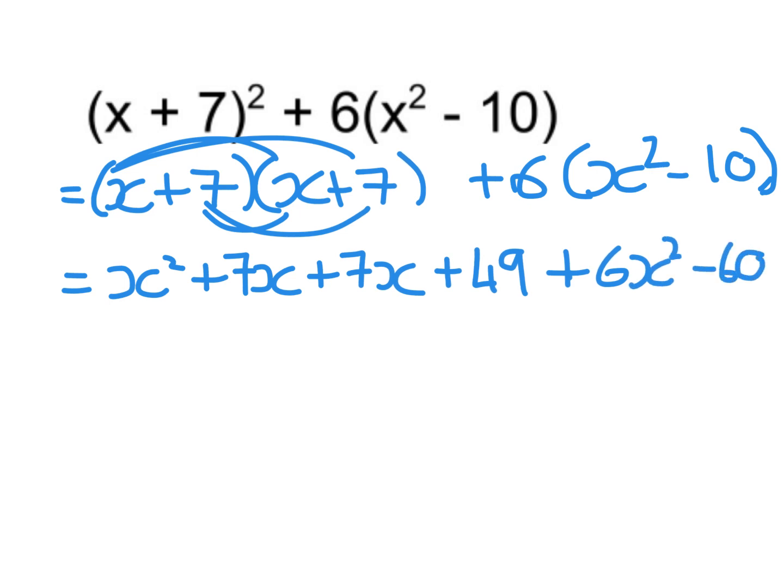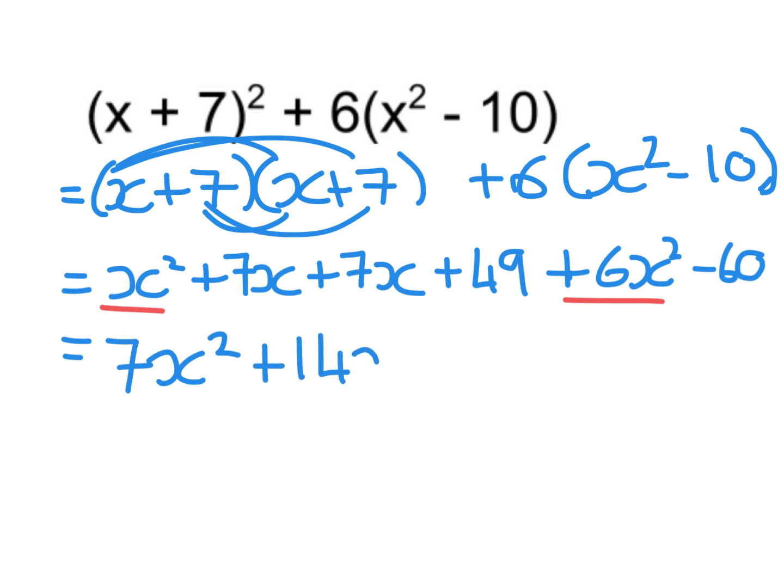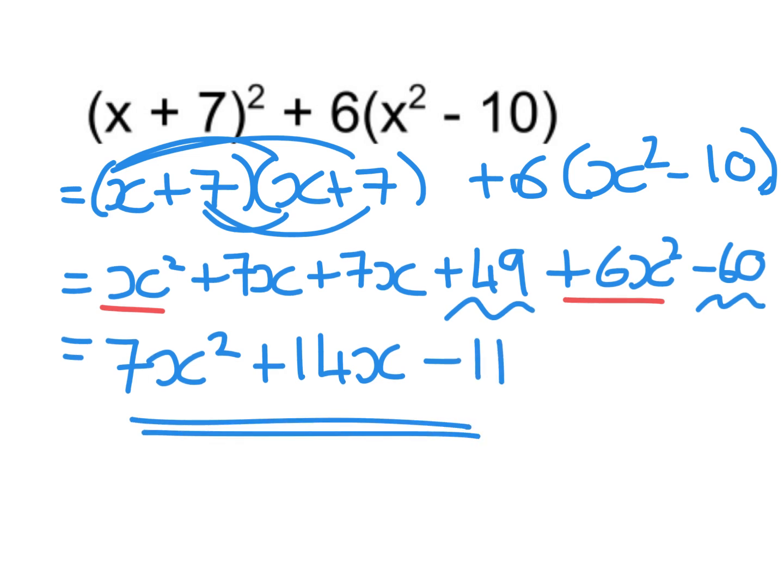This takes up an awful lot of room. Then when we tidy up, let's look at our x squared. There is an x squared plus another 6x squared. So 1 plus 6 is 7x squared. For your x's, you've got a 7 plus a 7, so 14x. And then you have a 49 take away 60, which gives you minus 11. There you go, 3-mark question.